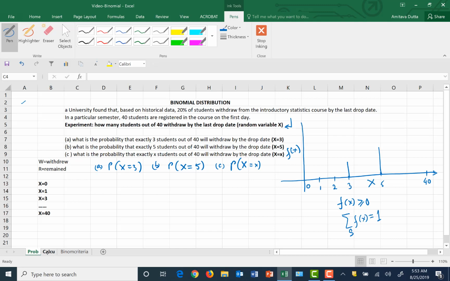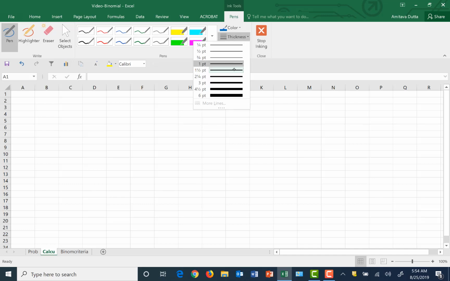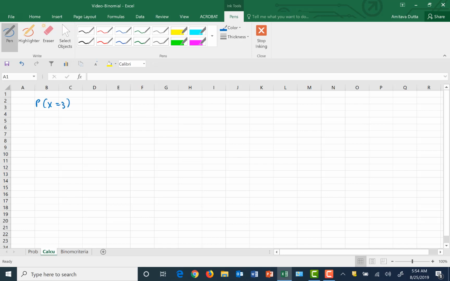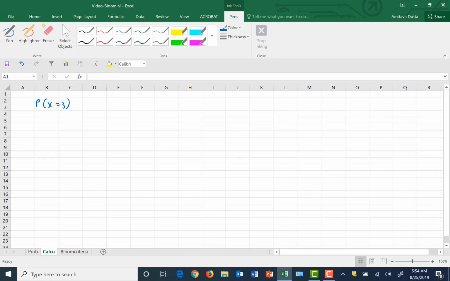Let's see if we can build up our formula for computing the probability. So let's take the first one: probability of x equal to 3. So there are 40 students in the class, right? Just as a shorthand, let's use the letter W to represent a student who withdraws from the class, and the letter R to represent a student who remains in the class. Okay, so I want the probability of x equal to 3.